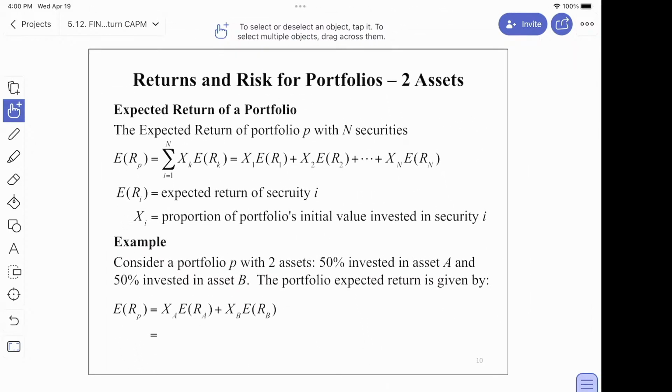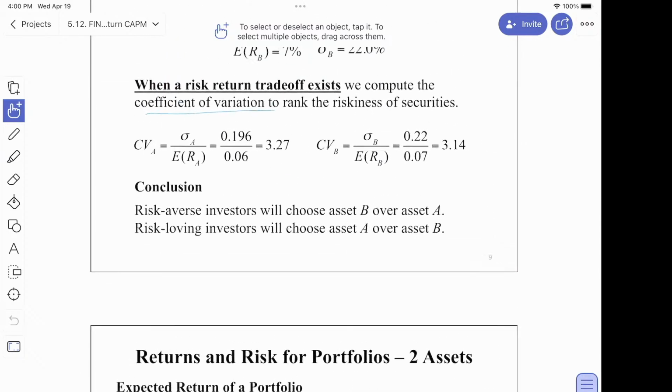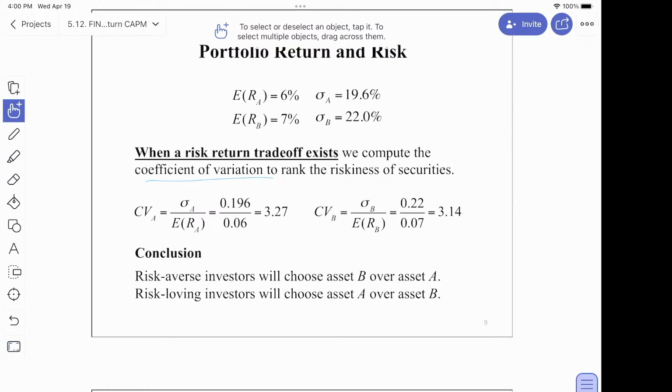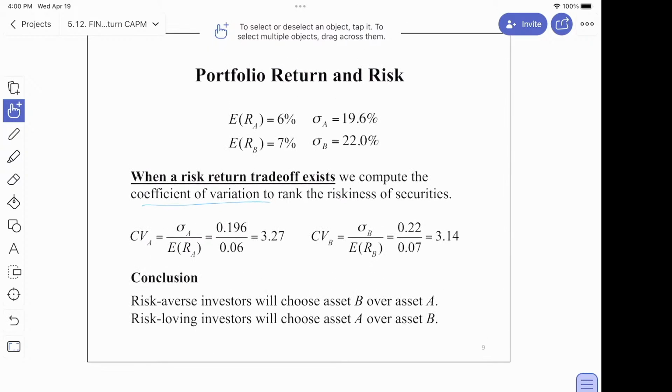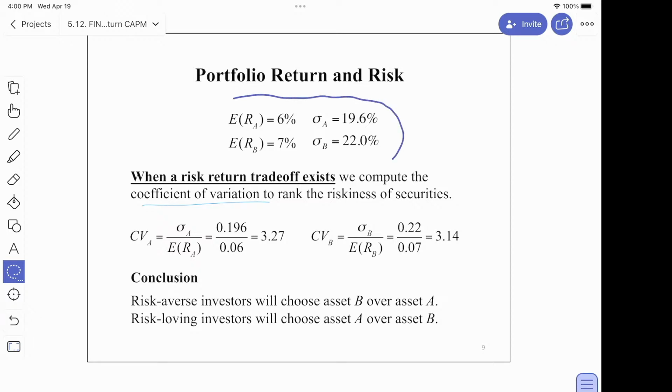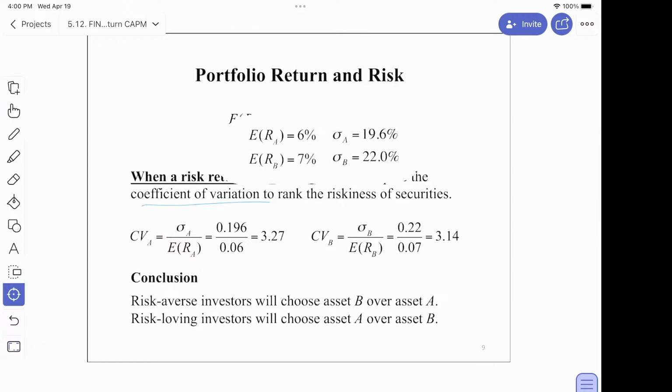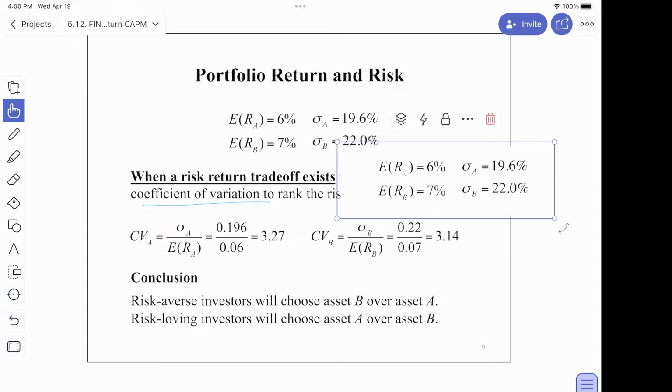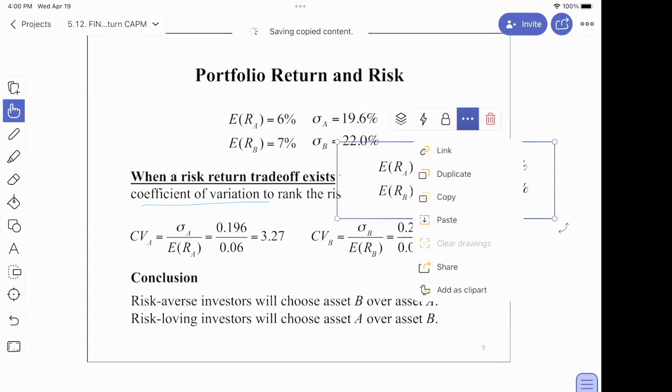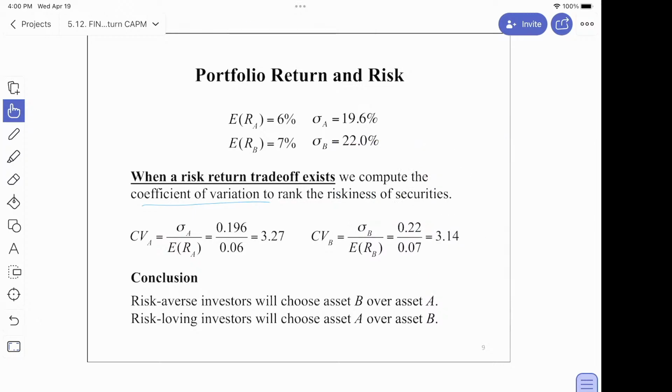All right. So what did we find out? So A was preferred to B only for risk-loving investors. Otherwise, B should be preferred to A, so I'm going to take this data down with me. B had a higher return, but also a higher risk. But when you put it together, it's worth it. Risk is worth it.